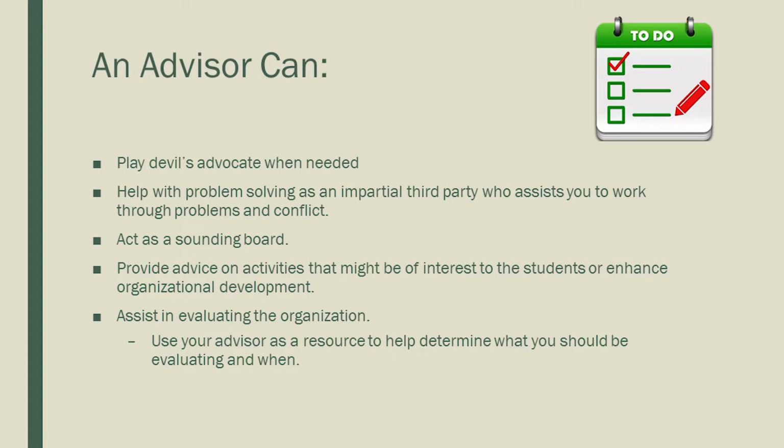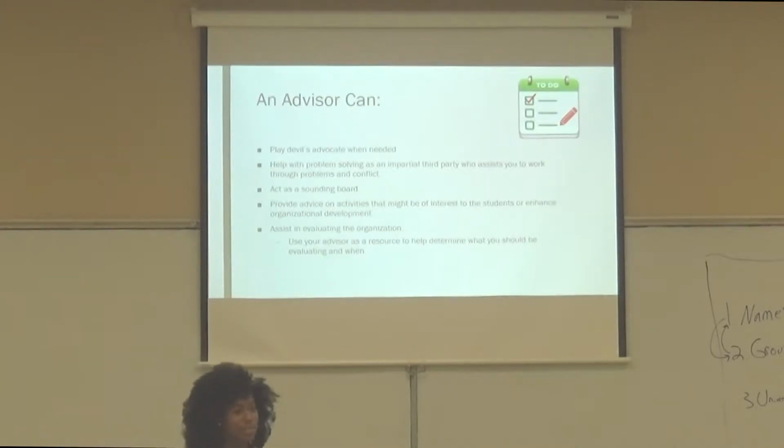So again, if you're having any type of conflict, they can be that person that is level-headed. They know right from wrong. Not to say that students don't, but a lot of times we're so caught up in our emotions and the way that we're feeling and the way that we see things that we don't see past that. So having that third party, your advisor, is super important so they can level everything out and it doesn't escalate.